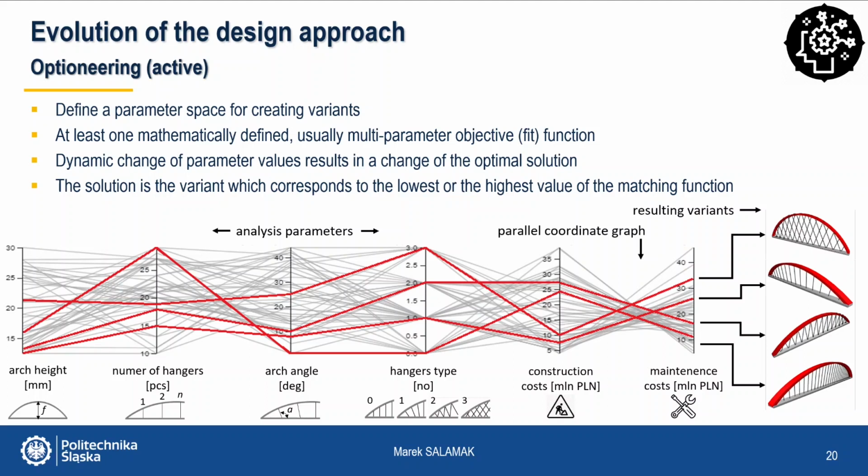Here we see an example of an arc girder analyzed using a generative and variant approach. They require a parameter space to be defined and at least one mathematically defined, usually multi-parameter, objective function, also called a fitness function. Assuming certain parameter values, a solution image is generated.